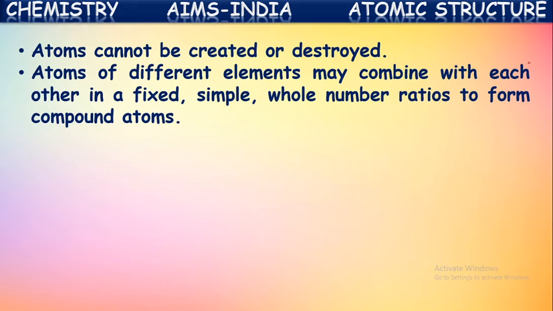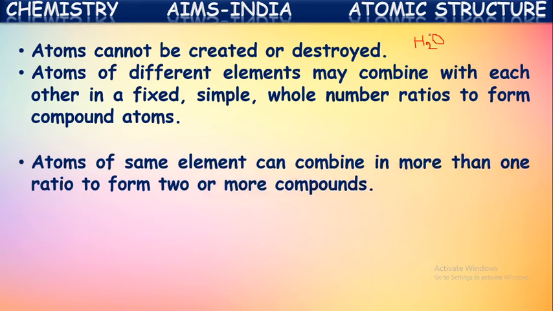The next point in Dalton's theory is that atoms of different elements may combine with each other in fixed simple whole number ratios to form compound atoms. Atoms of different elements may combine chemically in fixed simple whole number ratios to form compound atoms. For example, if we take two elements, hydrogen and oxygen, these two will combine in the ratio 2:1 to form a molecule. So this compound atom is called a molecule. Molecules are formed by the combination of different elements in simple fixed whole number ratios.